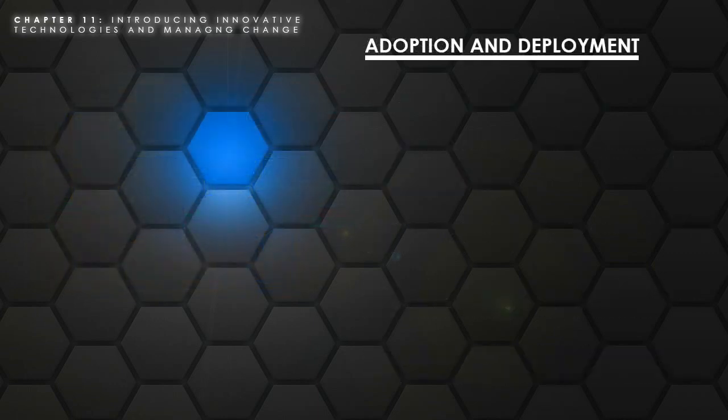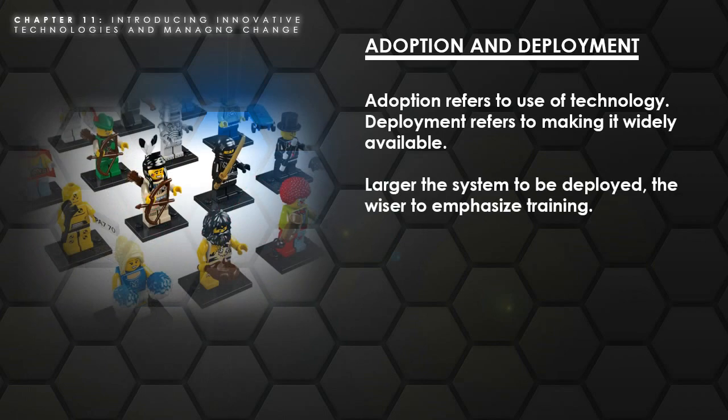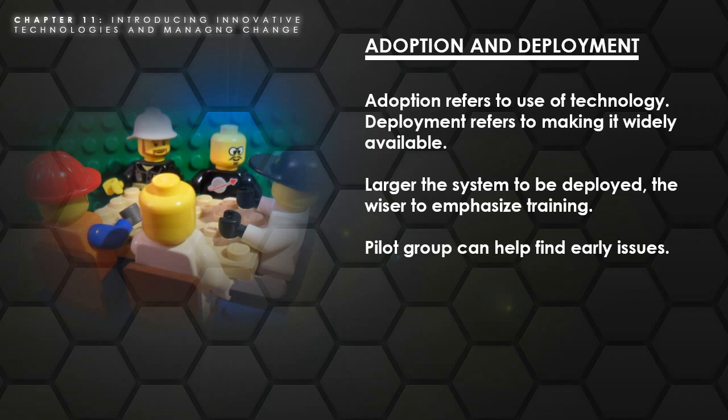So when we identify these users afterwards, technology deployment has really two parts. There's adoption and then there's deployment. Adoption refers to your use of technology, while deployment refers to making technology widely available. The larger the system to be deployed, the wiser it'll be to emphasize training to the early adopters in the process, because having a pilot group of early adopters is useful so that unforeseen problems can be detected.